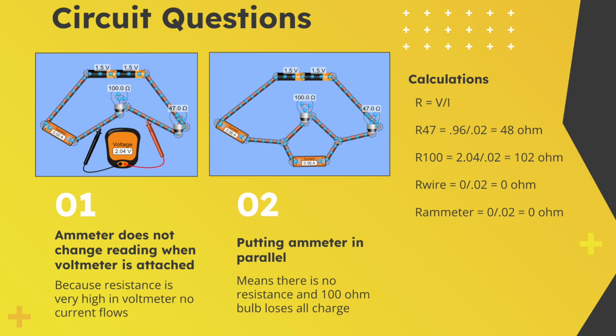On the right side, you can see calculations for the total circuit, using the equation R equals V over I, and using the voltage and the current measured by the voltmeter and the ammeter, we can calculate the approximate resistance of each resistor. Notice how the resistance of the wire and the ammeter is 0 because there is no potential difference over them.